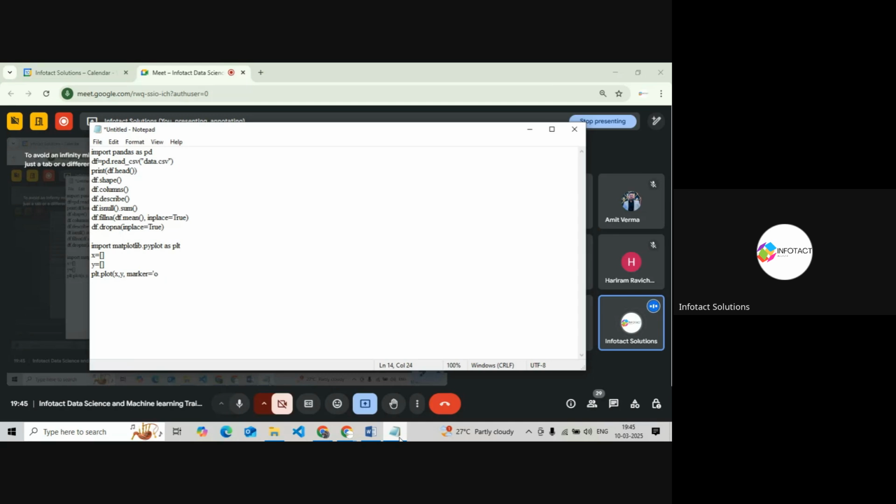Suppose, then we can give .xlabel, your x axis to be considered, then .ylabel, y axis to be considered, and plt.title we need to give, suppose line plot, then plt.show.